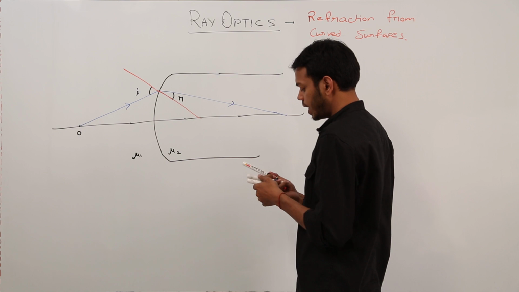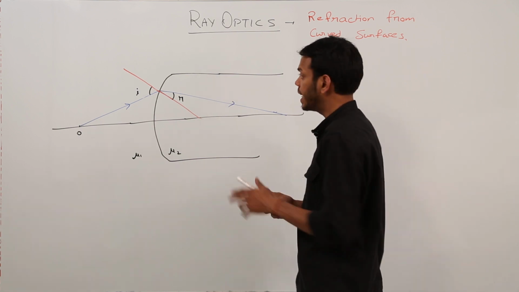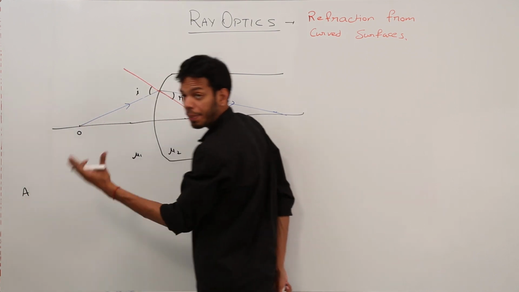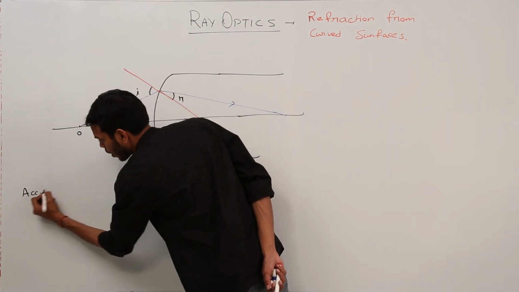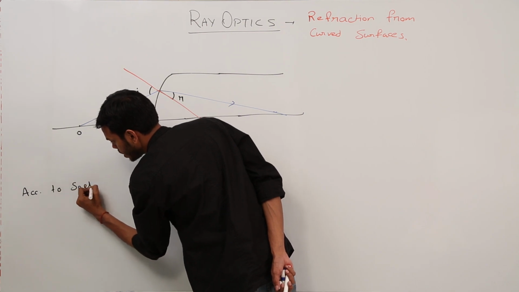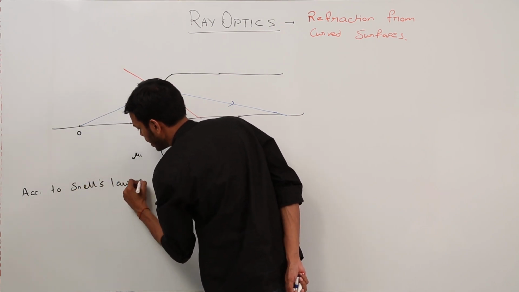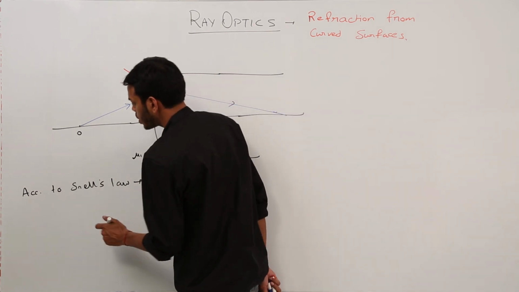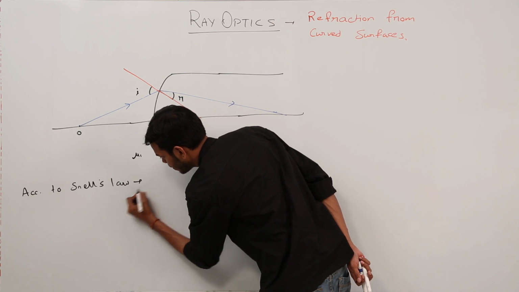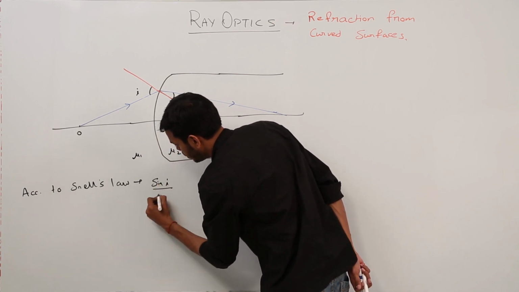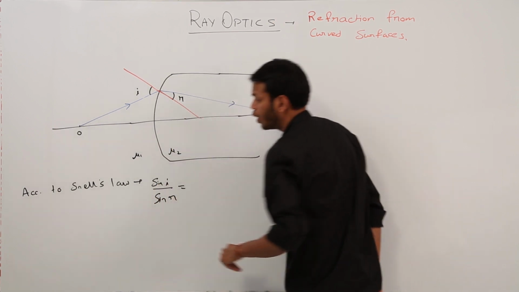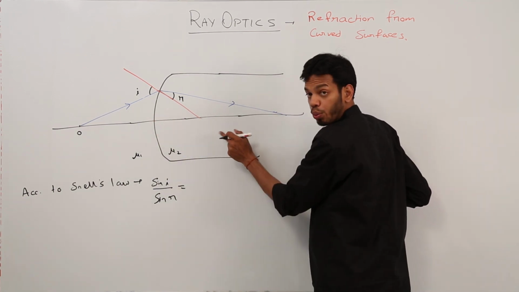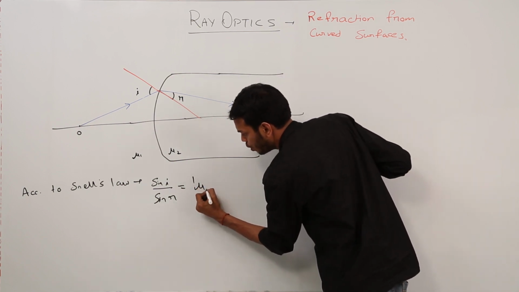Alright? Just remember two steps in this whole derivation. First is, I'm not writing that this is step number 1, but you have to. According to Snell's law. This topic we have done in really good detail, right? So according to Snell's law, sin I over sin R is equal to what? 1 mu 2 or 2 mu 1? The ray is going from medium 1 to medium 2, that means this is 1 mu 2.